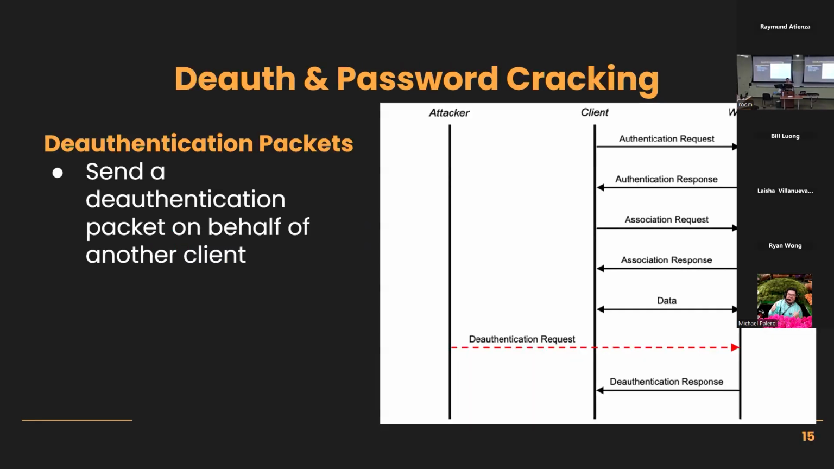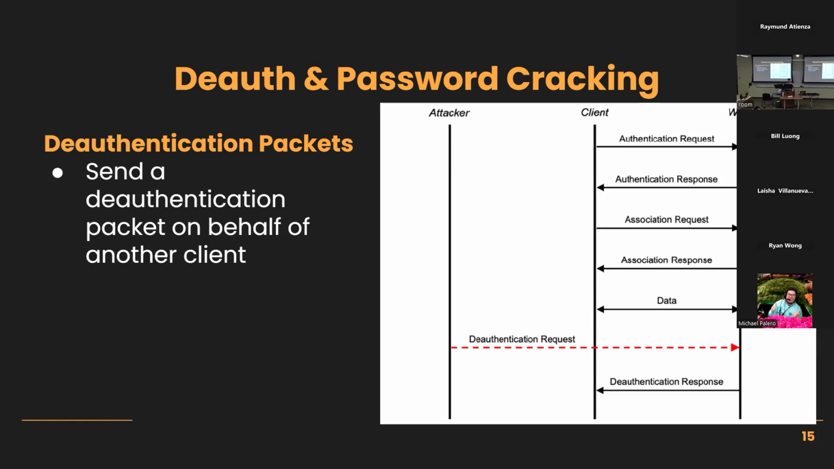So, deauthentication and password cracking. With deauthentication, you can essentially send a deauthentication packet on behalf of another client. Right here, we have a client who is connecting to the access point, very normally. However, the attacker can specify the client's MAC address and send a deauthentication packet on behalf of the client.